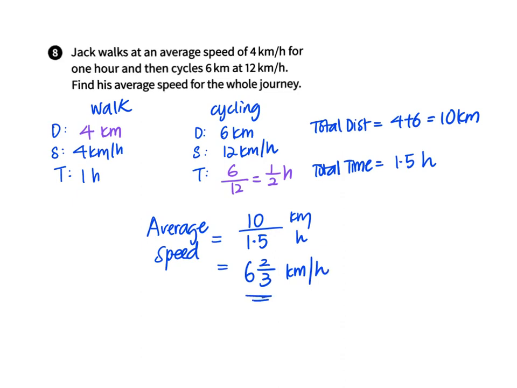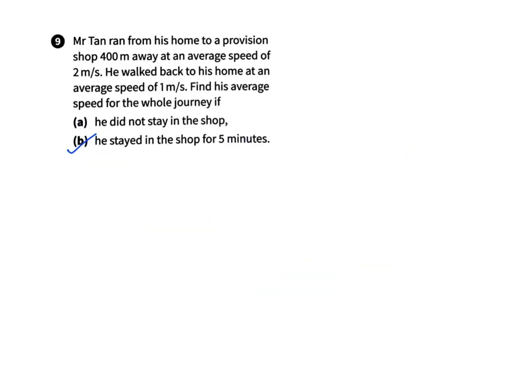Either you can write it this way, or you can write it as 6.66666, which is 6.6 recurring. Okay, have you gotten your answer? Next question, number 9, part B.